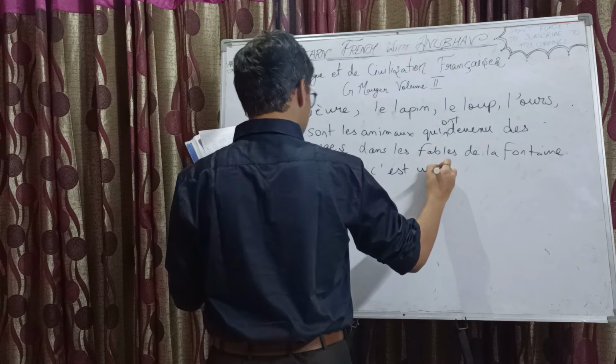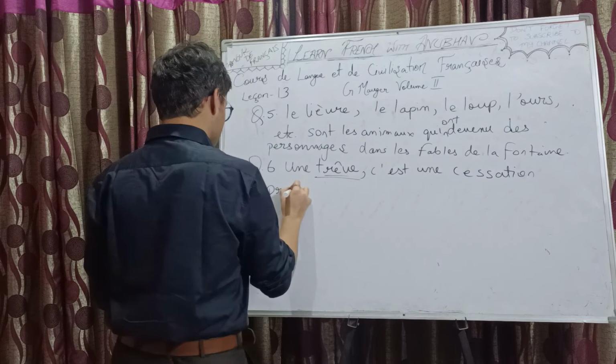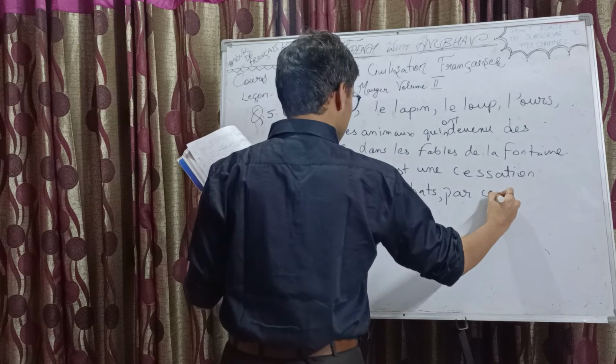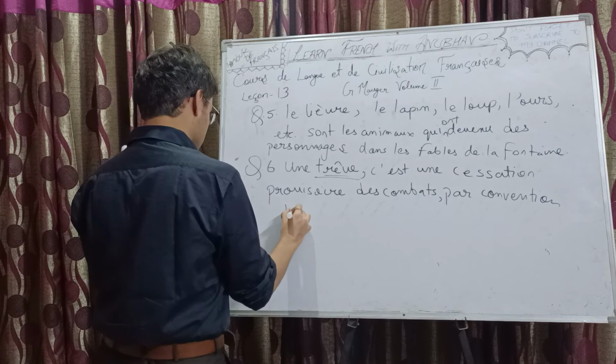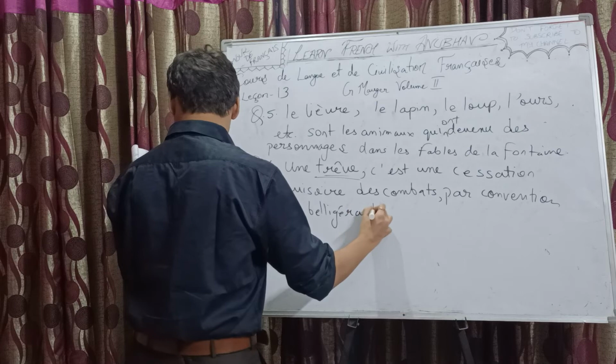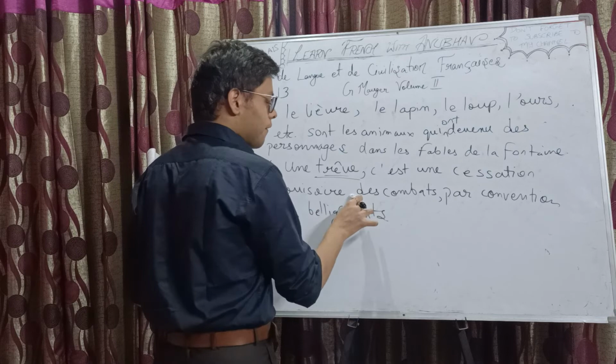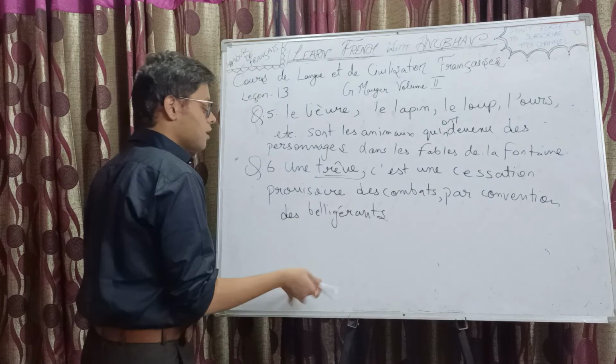C'est une cessation provisoire des combats par convention des belligérants. So a trêve is a provisional cessation, or the provisional stop, or the pause between the wars or the combats by the agreement of the belligerents.